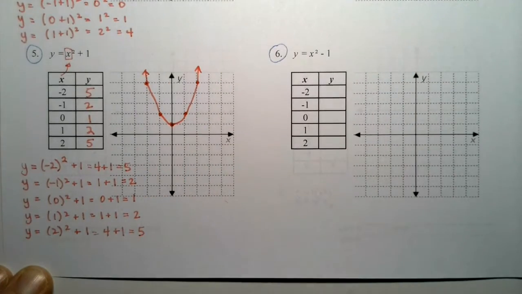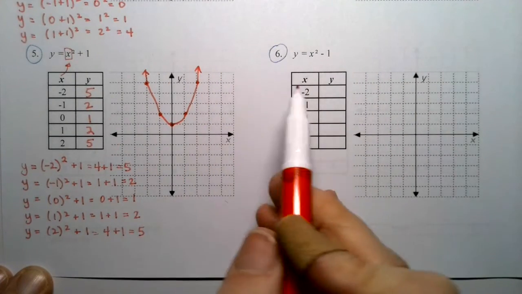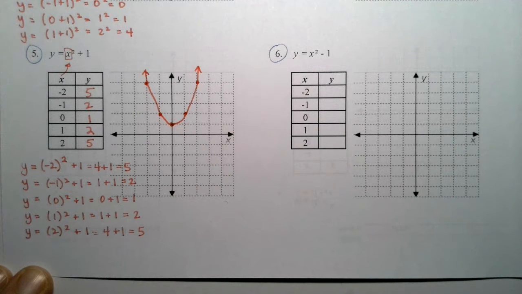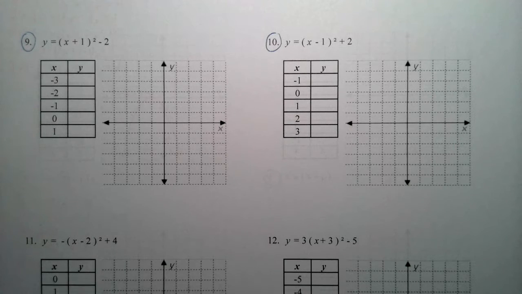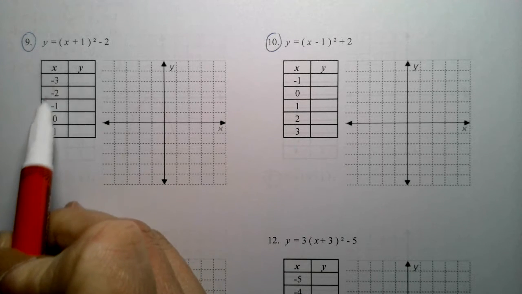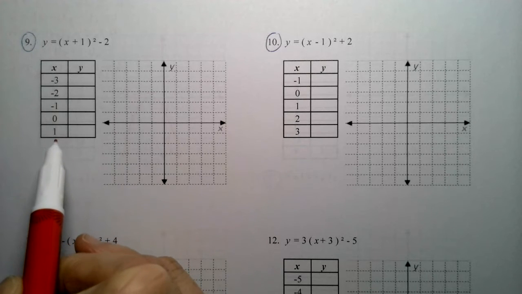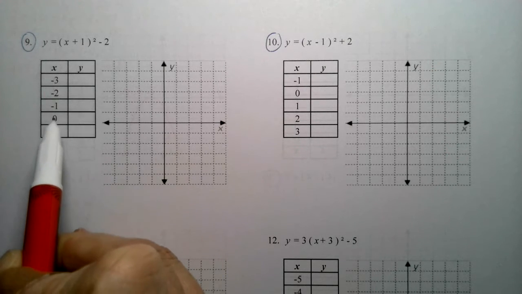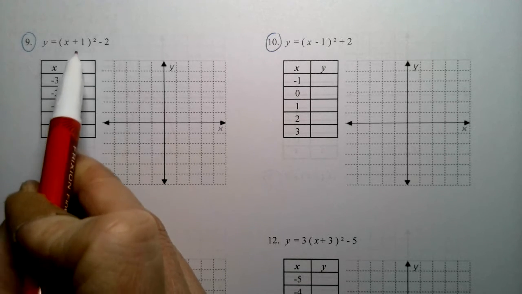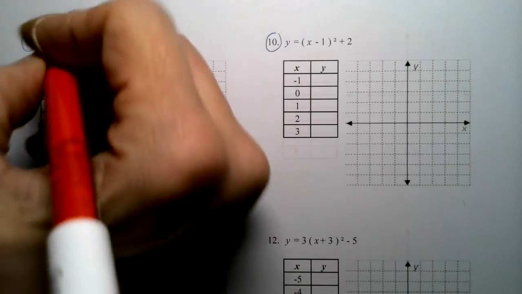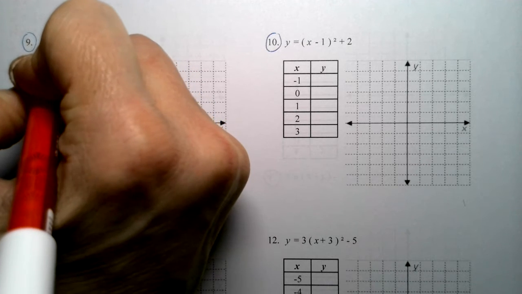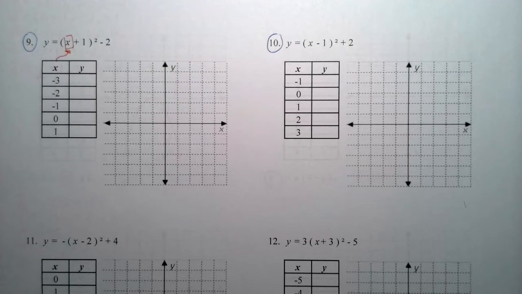Question 6 is similar to question 5, except for now we're subtracting, and you will do that one on your own. For number 9, we're going to do the same process. We're plugging in these values to see what the shape and location of our graph is. We have more numbers being plugged in, but we're still going to just, everywhere we see an x, plug in our x values and simplify for y.